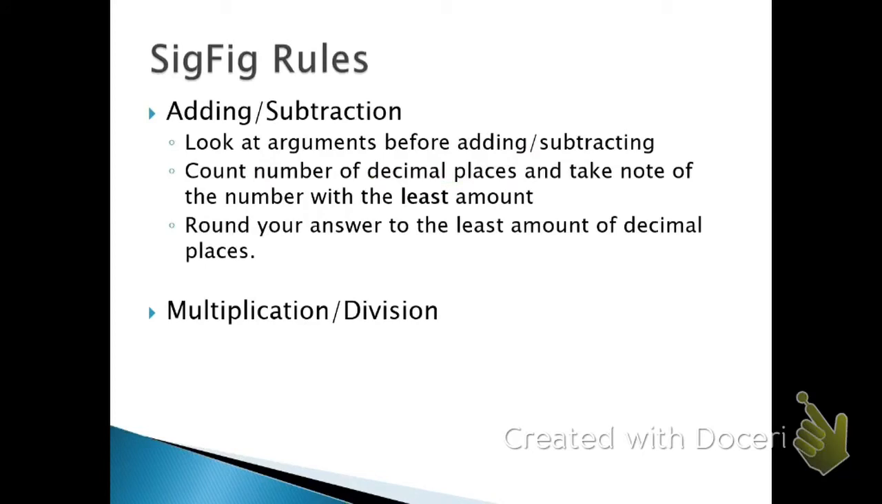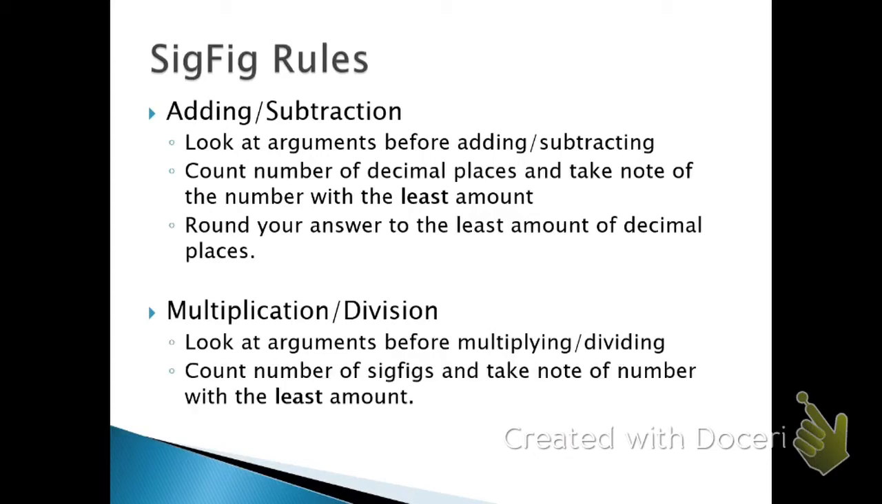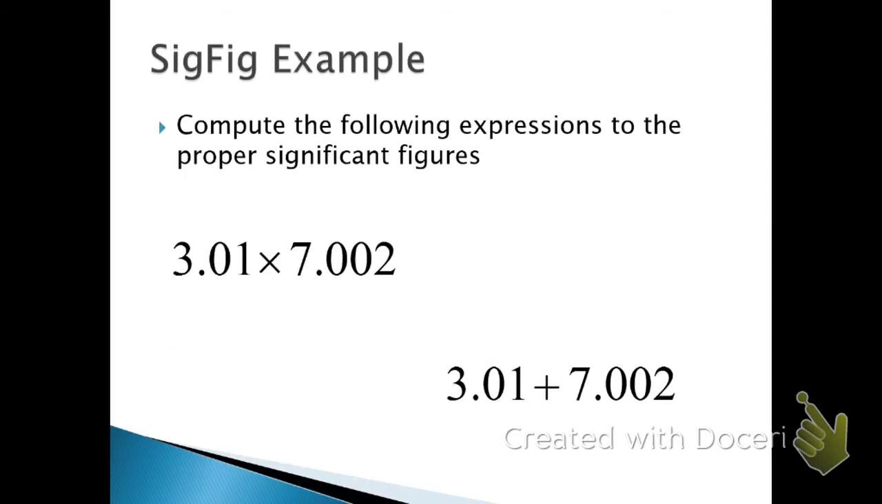Now with multiplication or division, again, you look at your arguments coming in. Let's say I've got a certain number of meters divided by a certain number of seconds to get a velocity. Count the number of sig figs, not decimal points, and take note of the number of the least amount. Then again, you will round your answer to the least amount of sig figs, not decimal places. So let's look at a quick example of that.